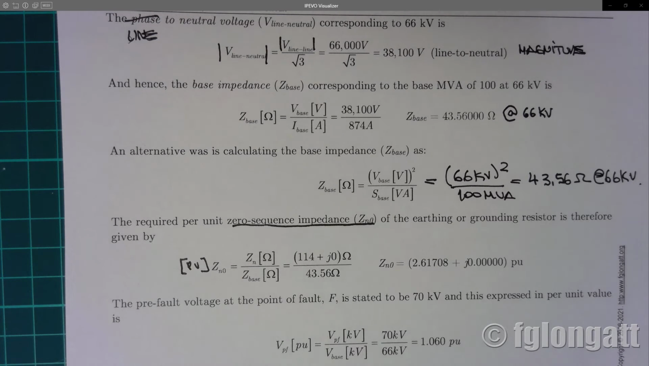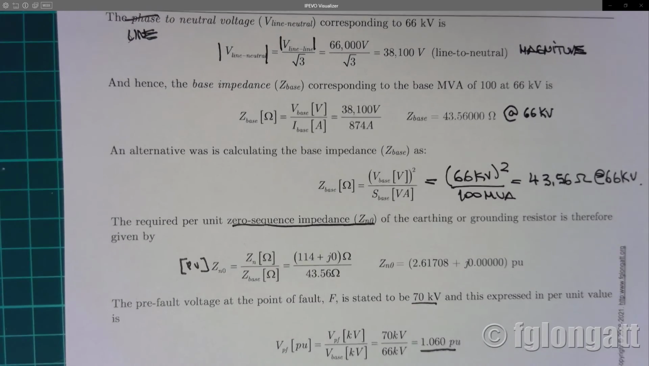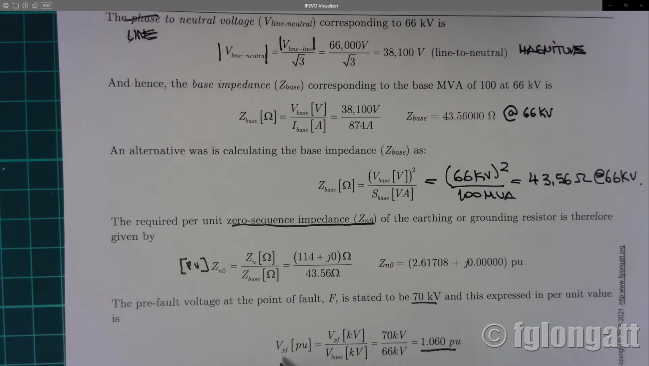And we need to know that voltage in per unit. And that is very simple. We divide 70 kV line-to-line voltage by the base, and that is 66 kV, and we obtain 1.06 per unit, and that is the voltage that we call the pre-fault voltage.